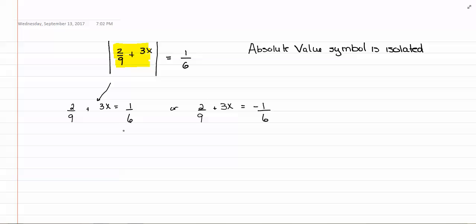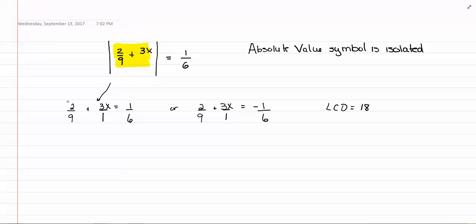From here we solve the equation, and to do that you want to find the least common denominator. So this is a number that will be divisible by 9, 1, and 6. So a number that all three of those will go into is 18. You could go bigger, but this would be the smallest that you could use.